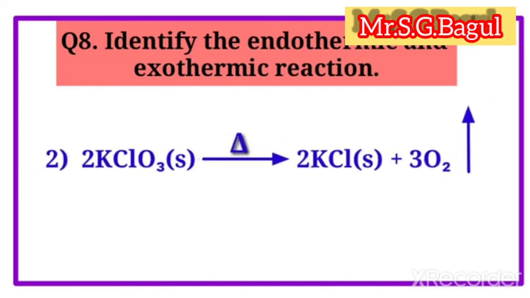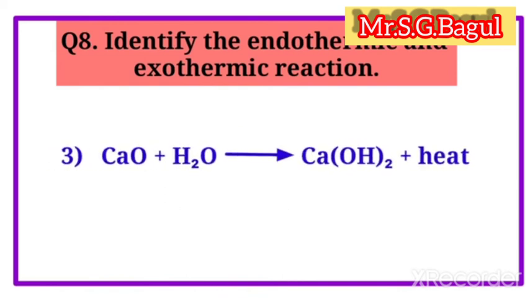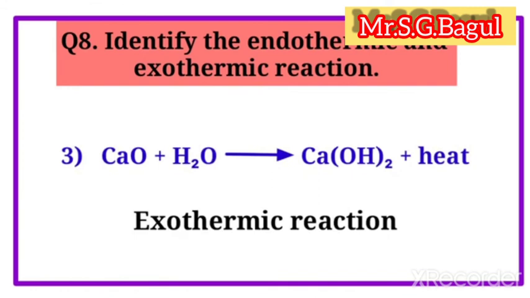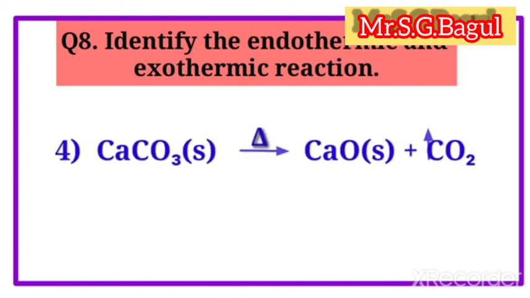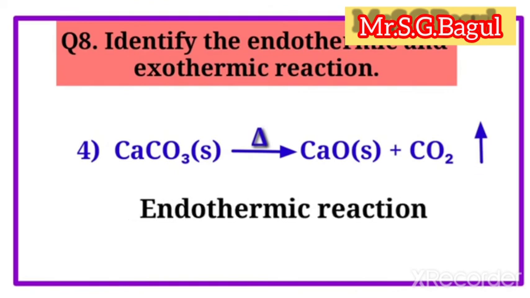In this reaction, heat has to be supplied continuously from outside to transform reactants into products. That is, the reaction is accompanied by absorption of heat. Thus, it is an endothermic reaction. This reaction is an exothermic reaction. This reaction is an endothermic reaction.